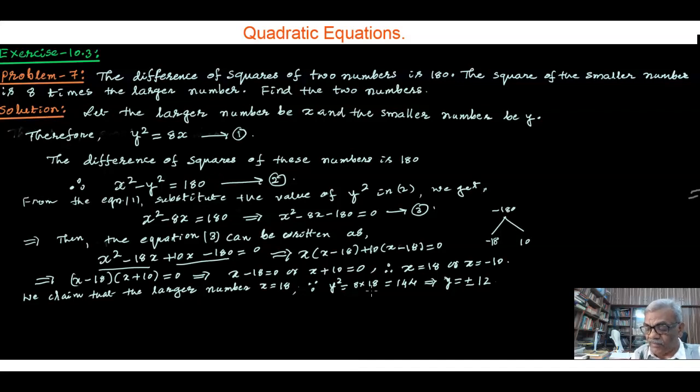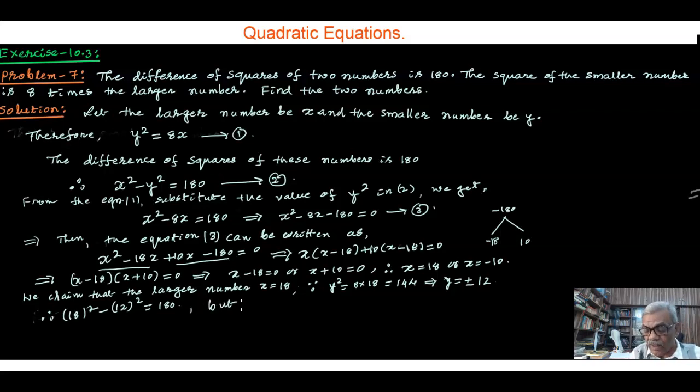Therefore the second equation also satisfies. Therefore 18 square minus 12 square equal to 180. You can verify now here, and therefore our answer is right.